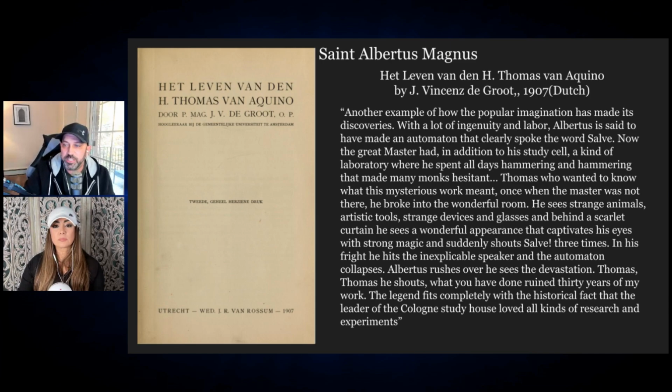Thomas, who wanted to know what this mysterious work meant, once when the master was not there, broke into the wonderful room. He sees strange animals, artistic tools, strange devices and glasses, and behind a scarlet curtain he sees a wonderful appearance that captivates his eyes with strong magic, and suddenly shouts "Salve" 3 times. In his fright, he hits the speaker, and the automaton collapses. Albertus rushes over. He sees the devastation. "Thomas," he shouts, "what have you done? You've ruined 30 years of my work."